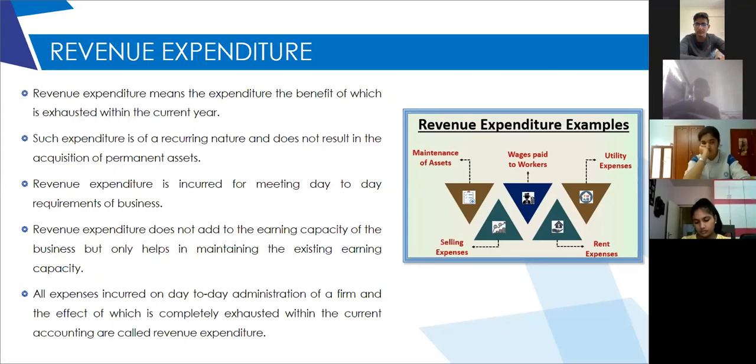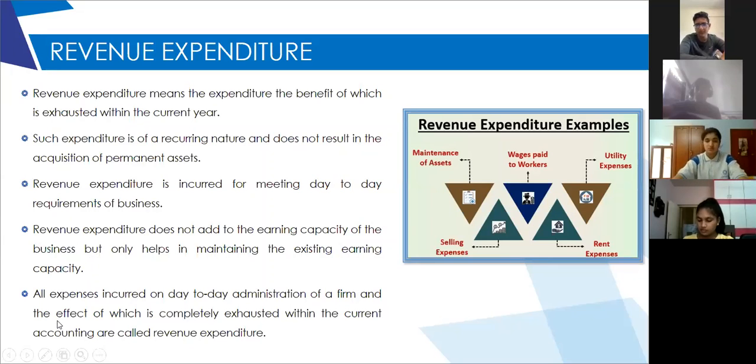So any day-to-day expenses like repair of the machine: it is working, suddenly it got spoiled, and I spent some money to repair it. That comes under revenue expense. Ma'am, it is just the opposite. I want to buy my raw materials. I want to pay wages to the worker. I want to maintain the asset, my selling expenses. I'm paying rent. All these come under revenue expenses.